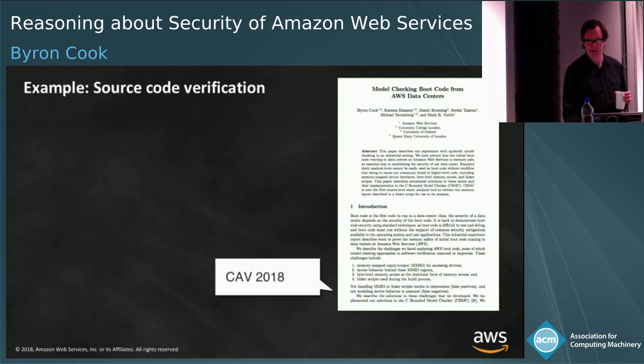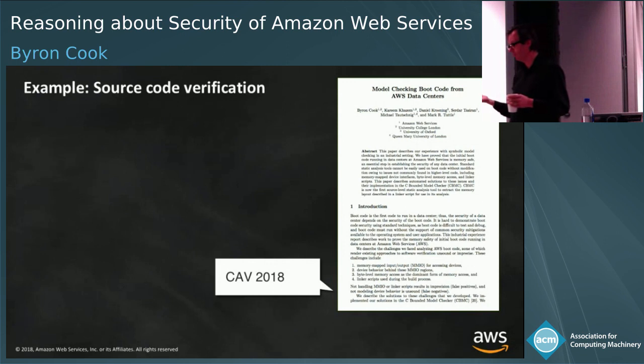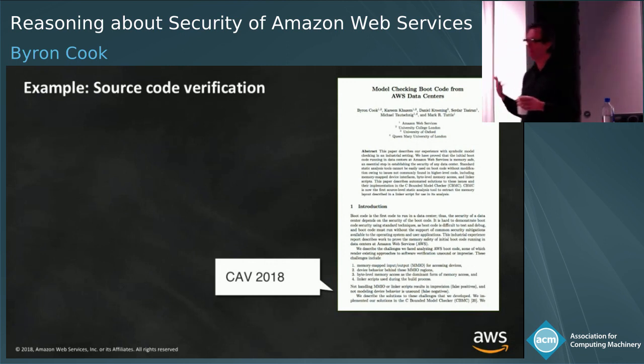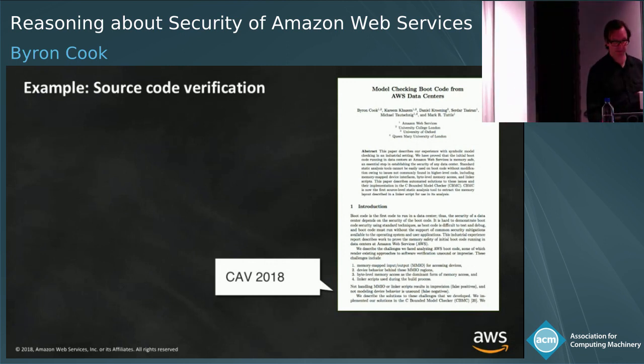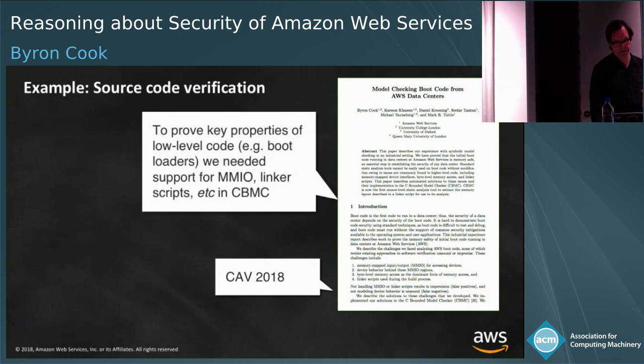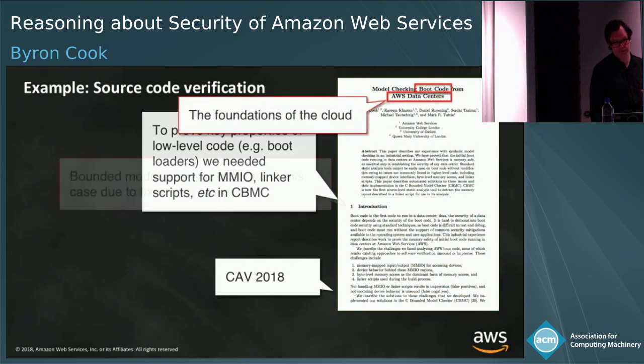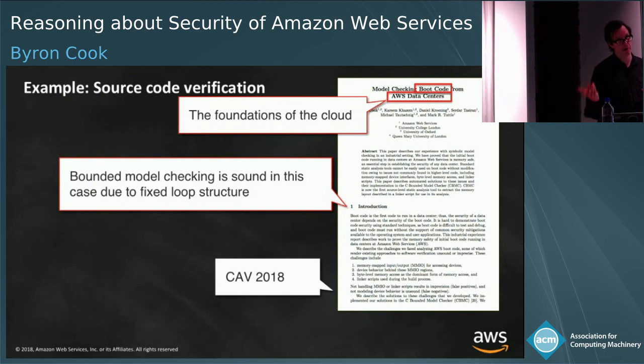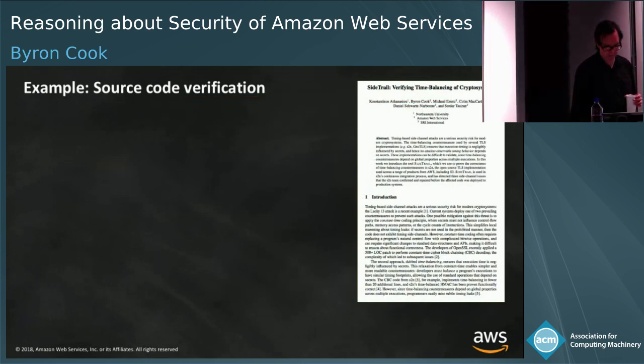There's a paper at CAV. We had to do a bunch of extensions to CBMC. So for example, they handle memory mapped IO and linker scripts, et cetera. We're using bounded model checking, but in this particular case, we're able to either find a manual inductive invariant, or find a diameter where we can make the bounded model checking sound by essentially unrolling the loops, and that's turned out to be really important.